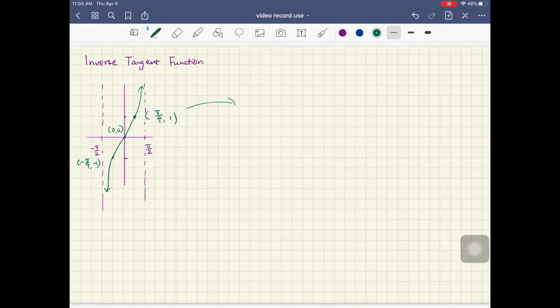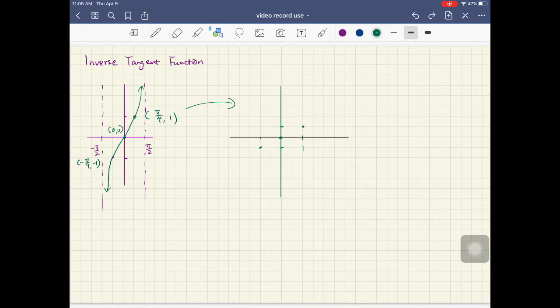Okay, so now we can use those 3 points to graph the inverse tangent graph. Pi over 4, 1 becomes 1, pi over 4. Then 0, 0 becomes 0, 0 again. And negative pi over 4, negative 1 becomes negative 1, negative pi over 4. I'm not going to label them because it's kind of tiny.